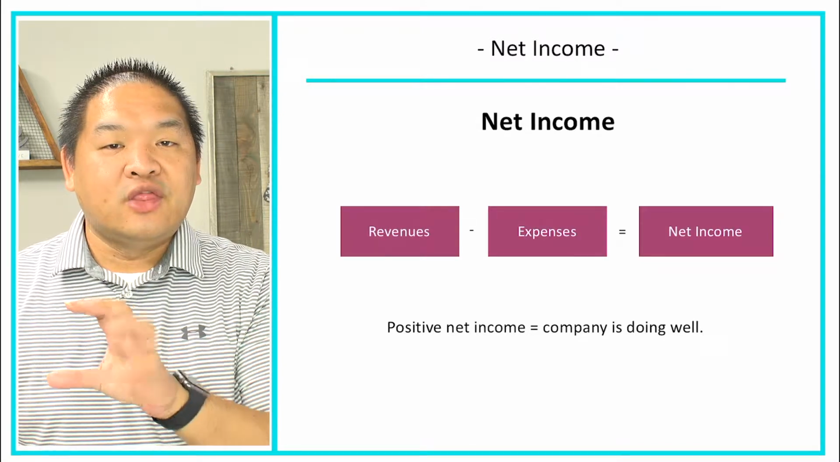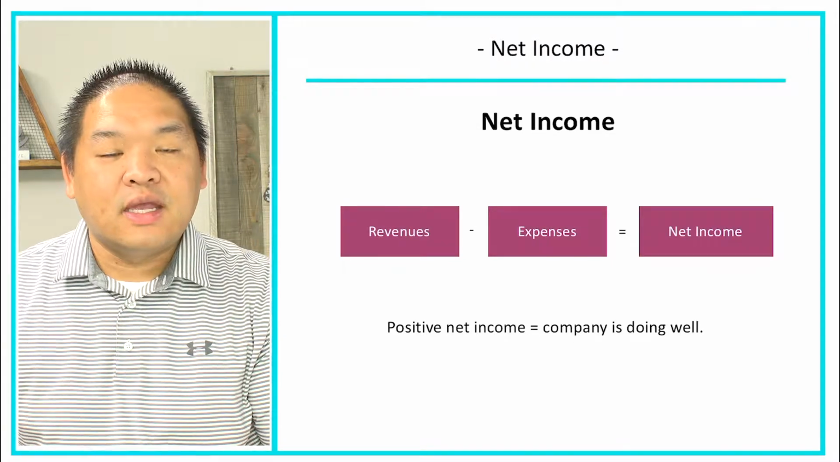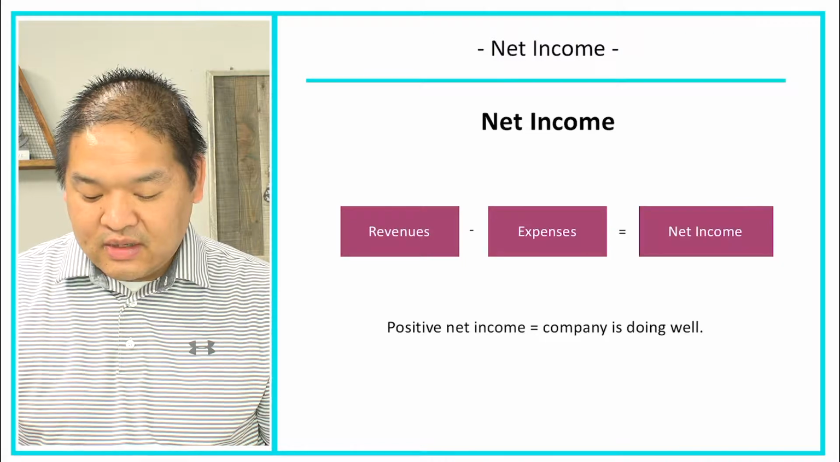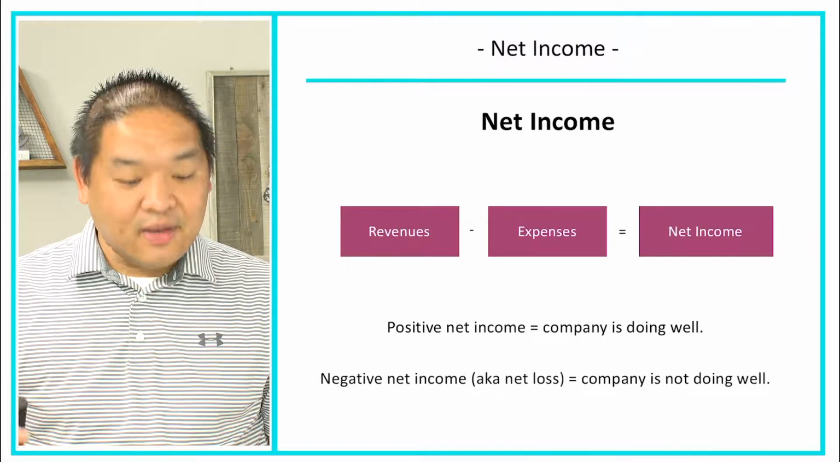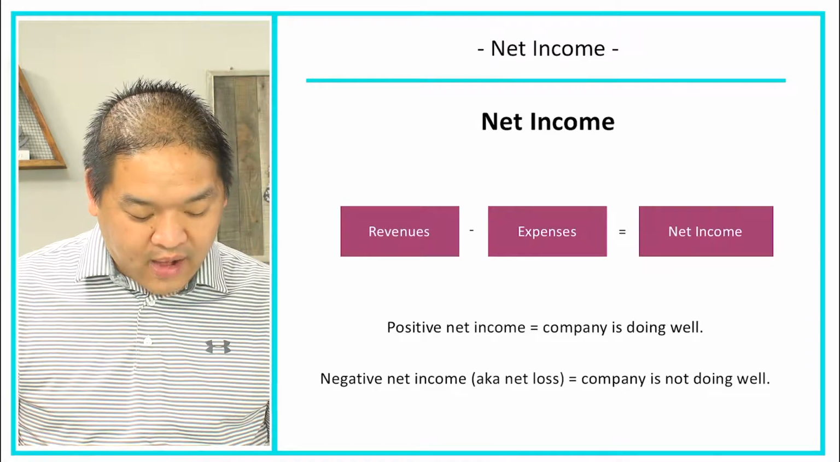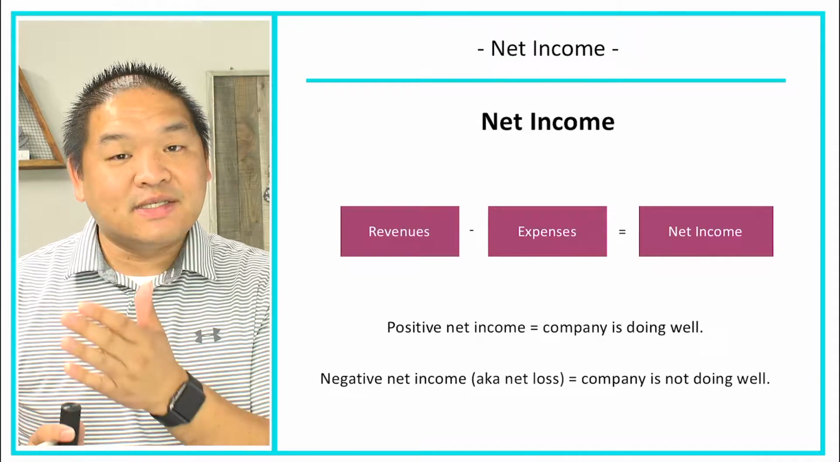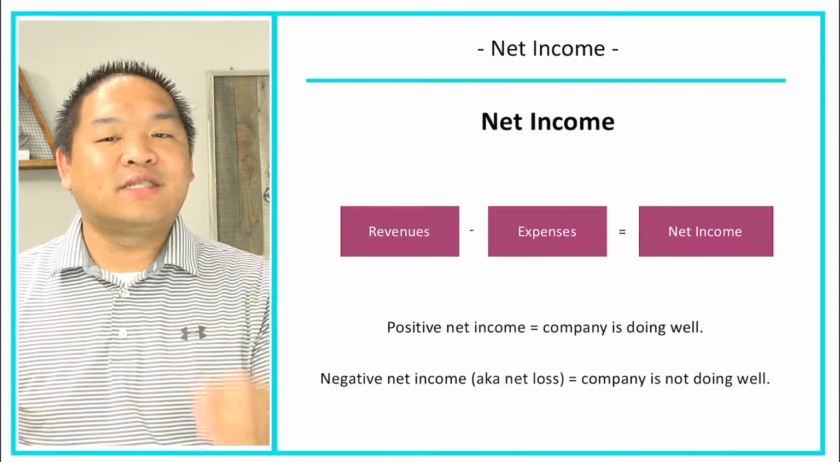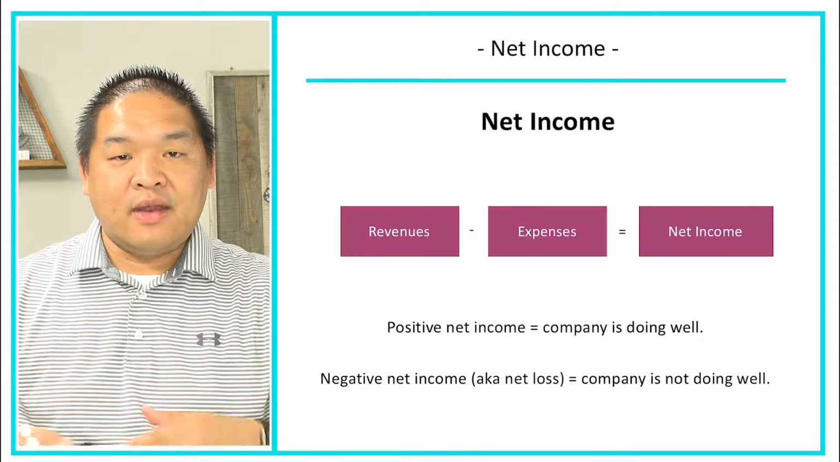Expenses are the costs incurred in pursuit of those revenues that you're trying to achieve. Okay, so negative net income, aka net loss, means the company's not doing so well. So let's put this into practice. We've got revenues minus expenses equals net income. Here is a simple example that we can go through to make sure that we understand this.